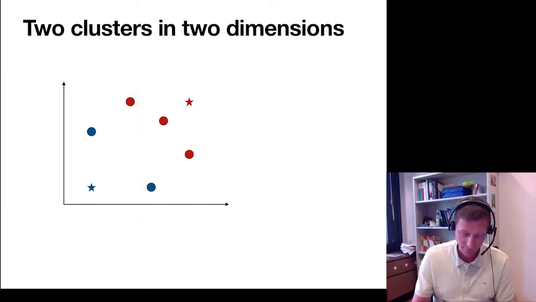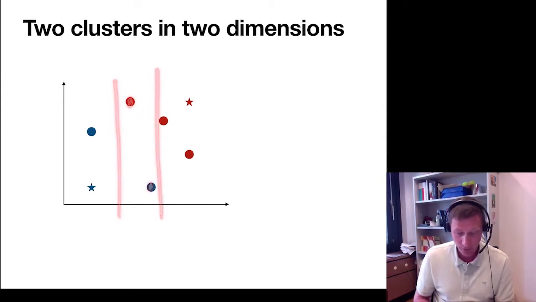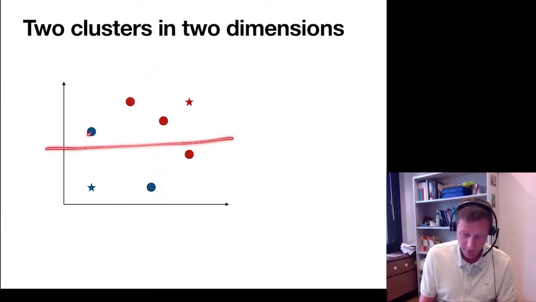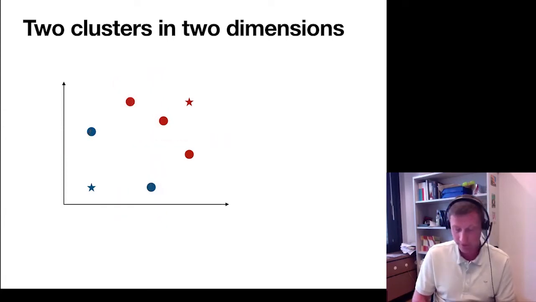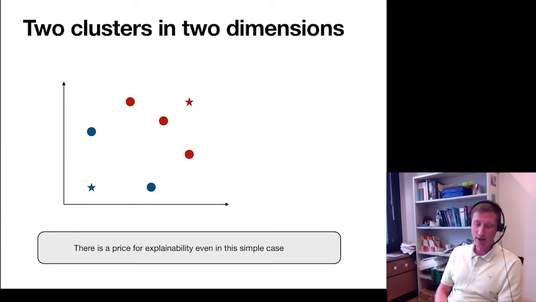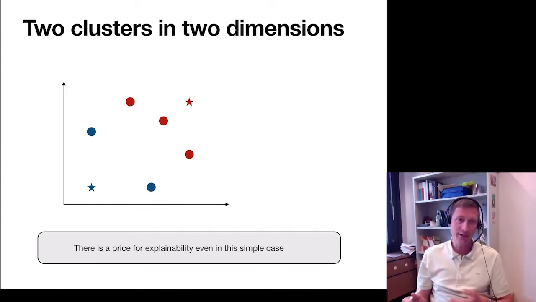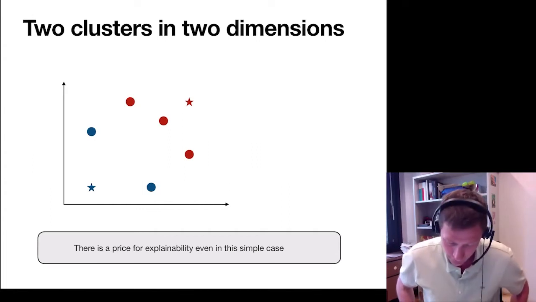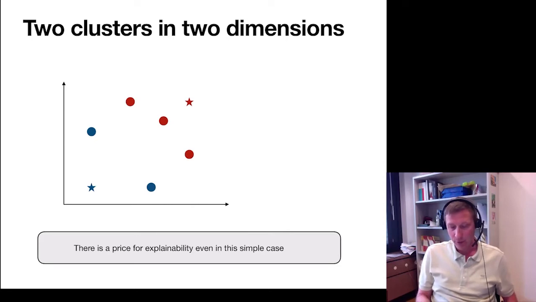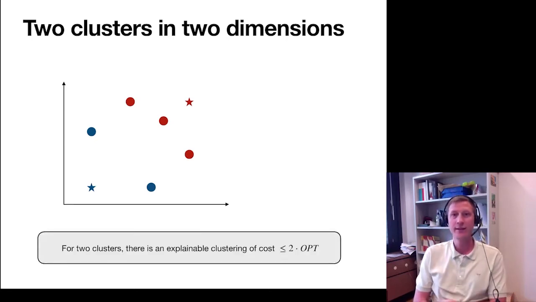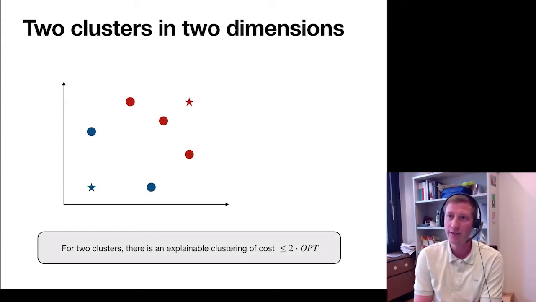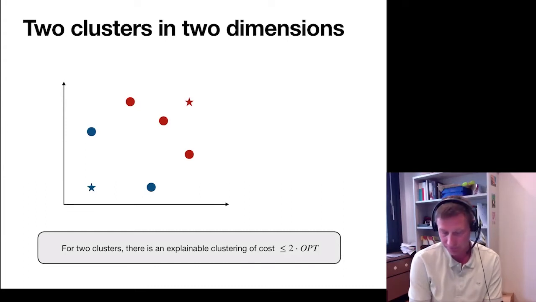If I cut here, I will misspecify this blue point. If I cut here, I will misspecify this red point. If I cut here, I will misspecify that, and so on. So there is some price for explainability even in this simple case. When you have k equal to 2, there is some price you have to pay. What we're going to prove is that there is always an explainable clustering with cost at most two times opt in this case, when k is equal to 2.